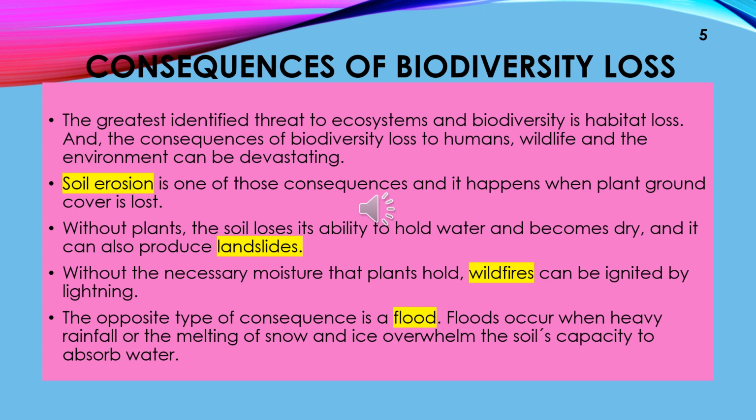So the consequences that the environment experiences right now because of biodiversity loss are devastating the ecosystem. Soil erosion is an example, landslide is another one, wildfires, flood, and another one that I have to mention is scarcity. While humans' activities are intended to satisfy people's needs, exploitation of the environment that leads to biodiversity loss can create scarcity.